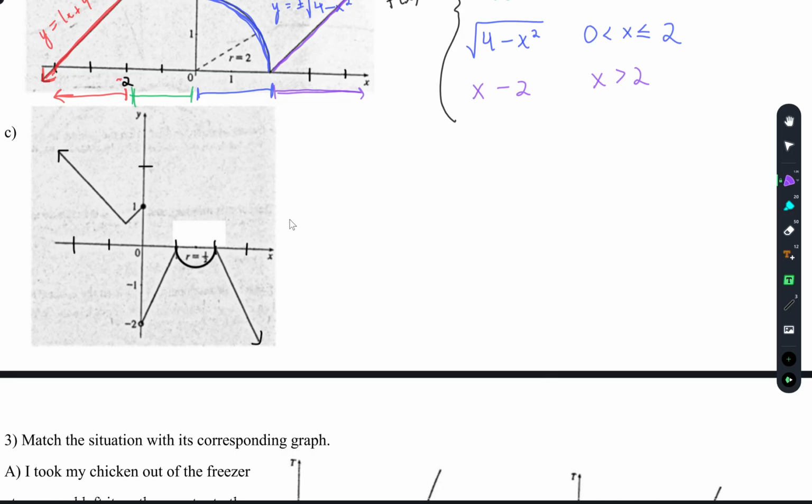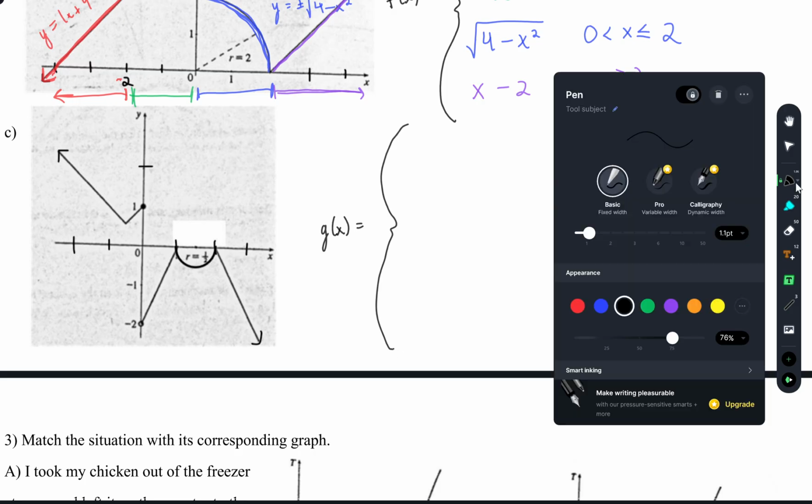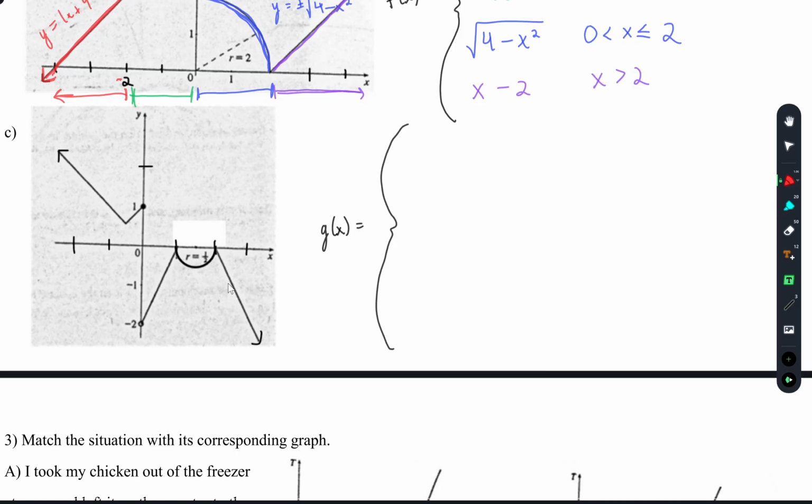Okay, look at this guy. Let's call this guy G of X. So, we got an absolute value, and it's all weird. For crying out loud, can't they be normal? You know what I mean? Okay. So, it's absolute value.